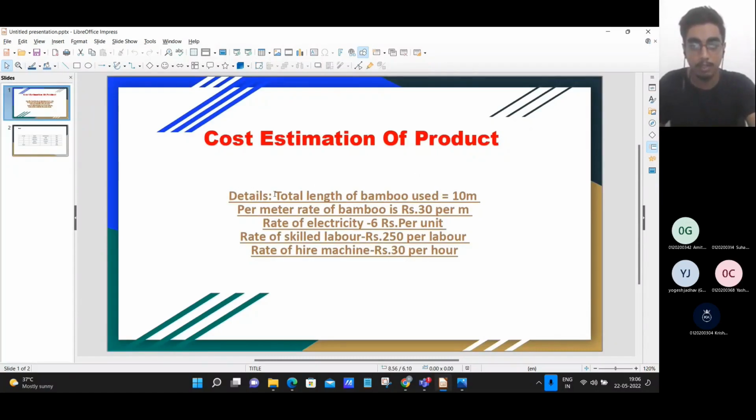For the roof frame, the total length of bamboo used is 9.8, which is approximately equal to 10 meters. The per meter cost of bamboo in the market is 30 rupees per meter, the rate of electricity used is 6 rupees per unit, the rate of skilled laborers is 250 rupees per labor, and the rate of hired machine is 30 rupees per hour.